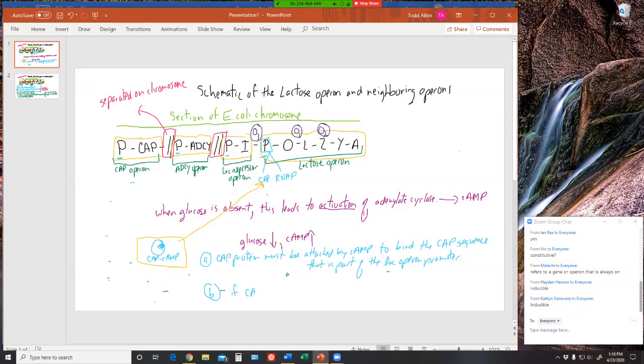If cap cyclic AMP binds to the cap region of the promoter, when the cap cyclic AMP binds to the DNA of the promoter, it physically bends the promoter in such a way that it allows RNA polymerase to attach more firmly to the promoter. In other words, it helps RNA polymerase get a lock on it. If cap cyclic AMP binds to the cap region of the promoter, then RNA polymerase can attach more successfully.